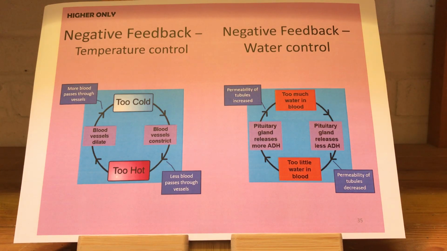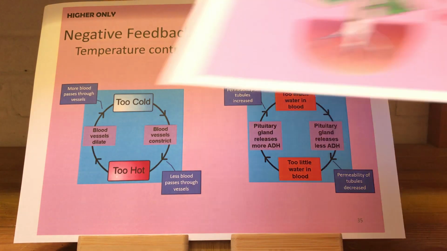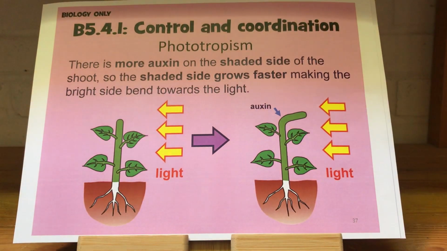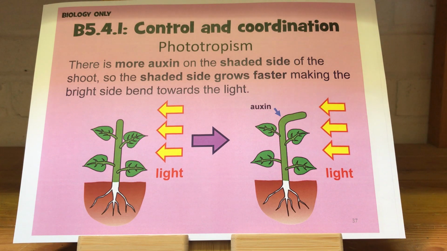Our last section then, we're looking at hormones in plants. As we know, they keep adding these bits of plants on the back of the topics. And this one is the plant hormone auxin. And if we just remember this, auxin in shoots speeds up growth, auxin in roots slows down growth.